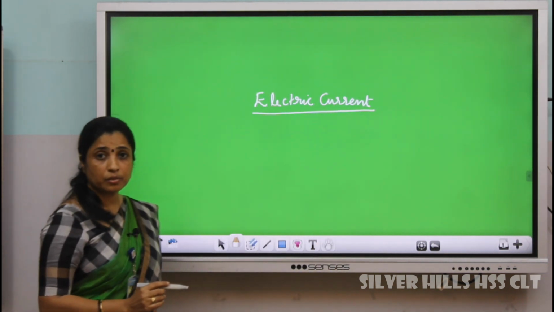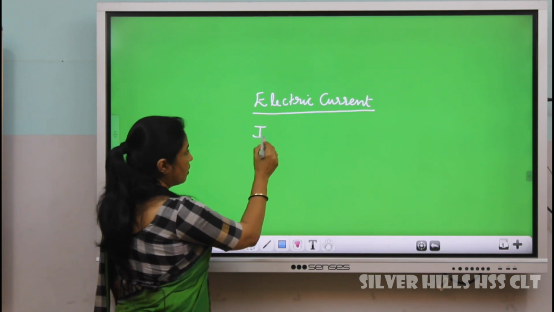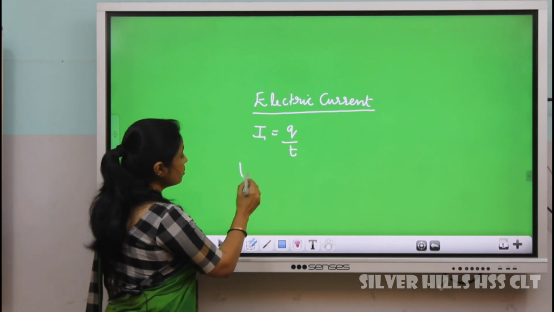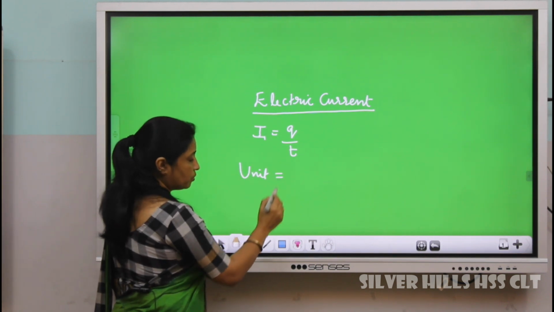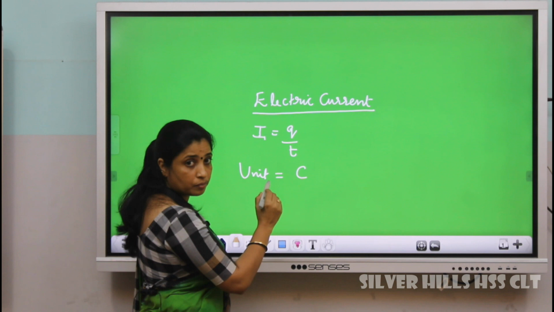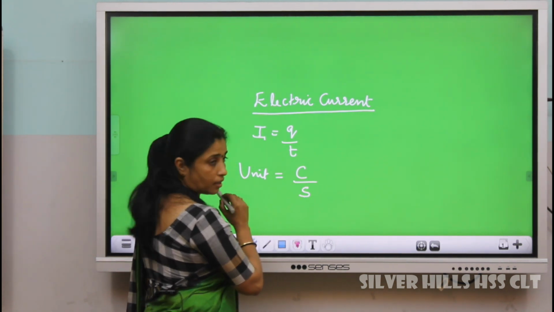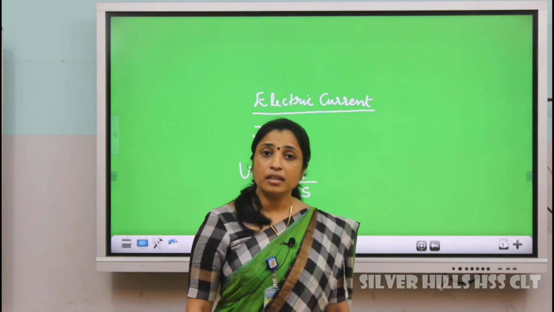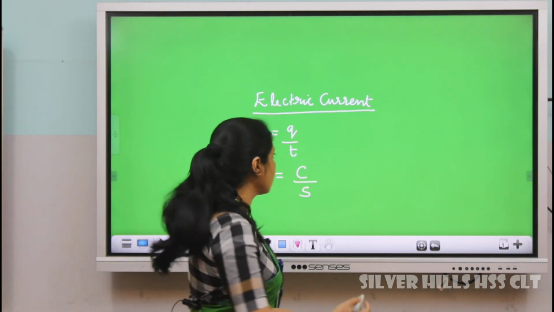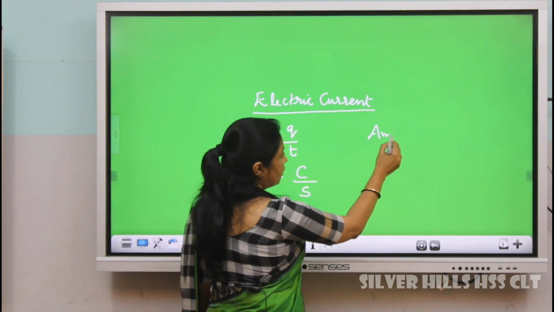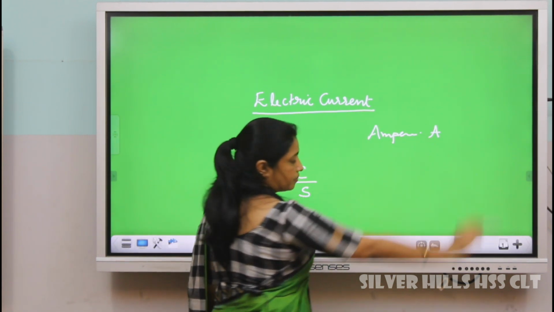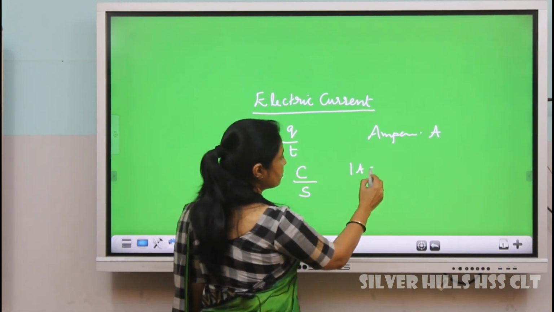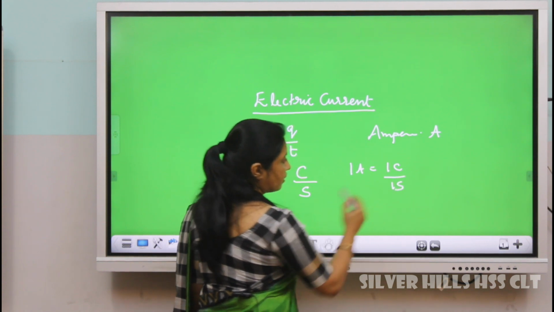Electric current is denoted by the capital letter I. I is equal to charge by time. So the unit of electric current will be equal to the unit of charge, which is Coulomb, divided by the unit of time, which is second. So the unit of current is Coulomb per second. Another unit, the SI unit of current, is ampere, which is denoted by the letter A. From this equation you can see that 1 ampere is equal to 1 coulomb per second.